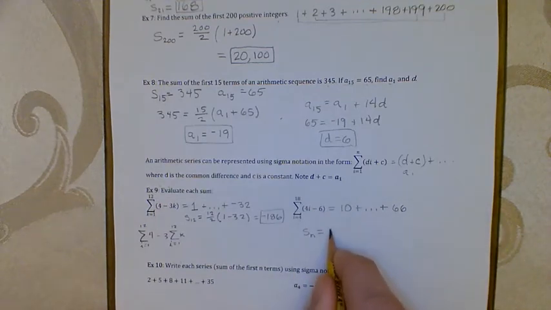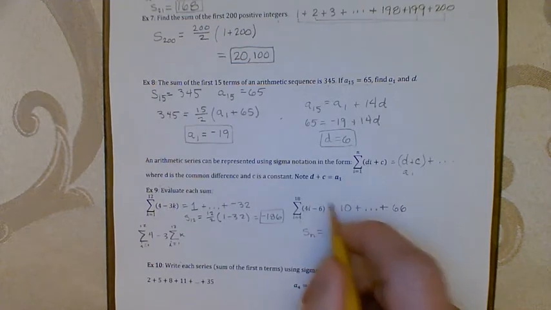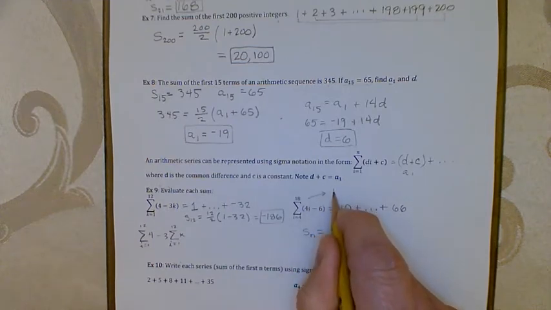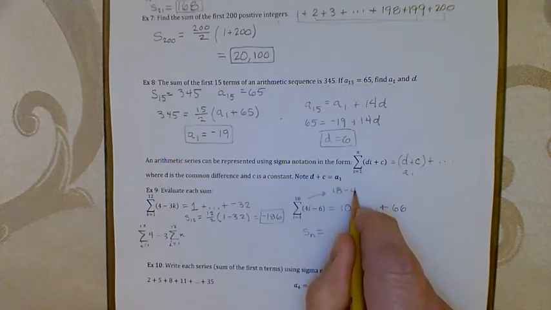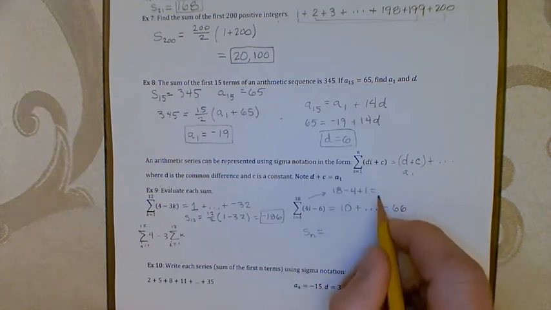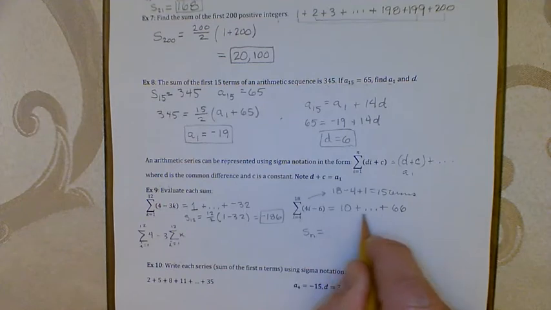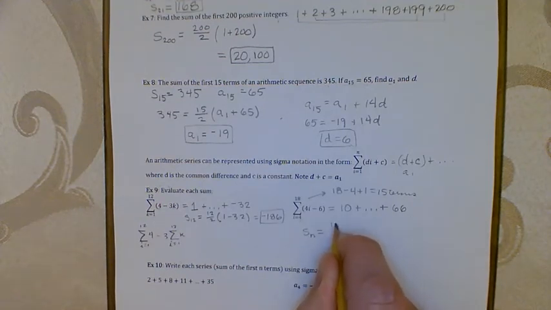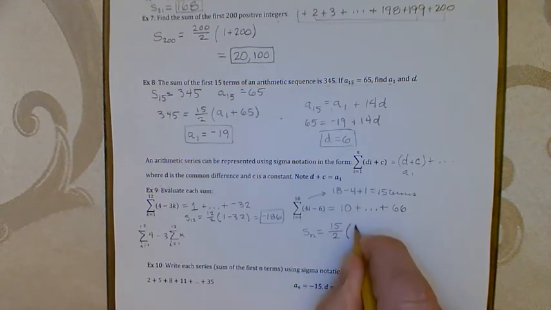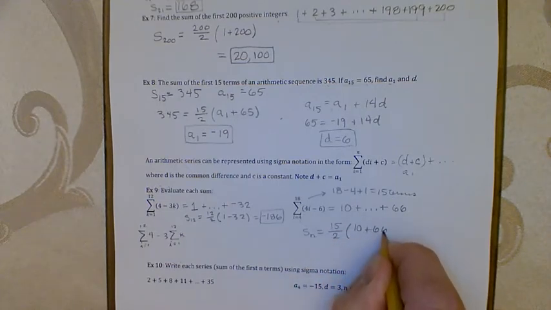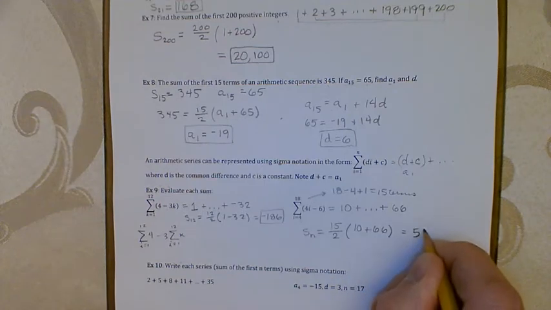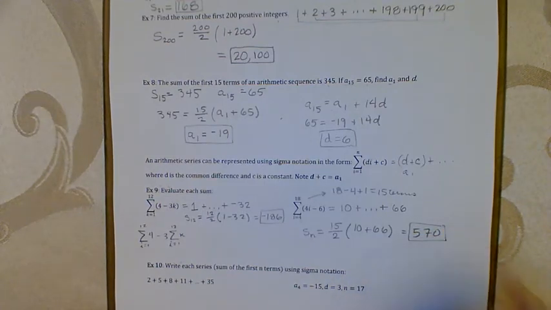And that's going to be, well, how many terms? Let's make sure we figure this out. The number of terms is the top number 18 minus the bottom number 4 plus 1. So that's 15 terms that we have. If we were to write all of these out, we'd have 15 of them. So it's 15, the total number of terms, divided by 2, and then the first plus the last. And so that gives us 570 as the sum.